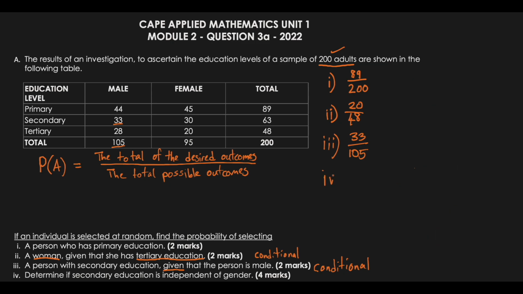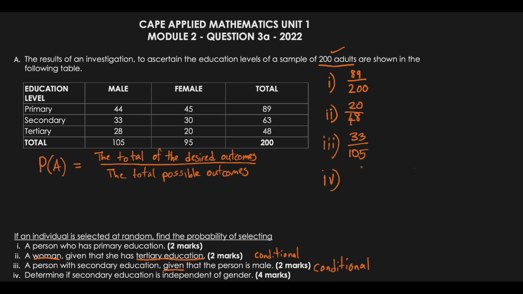So the last part of this question says determine if secondary education is independent of gender. So we have two genders here to consider. We have male and female. So we're not going to look at it from the totality perspective of just gender in general, because if you try to do that, it's everyone that we're looking at. So there's nothing to compare. So we have to split it and have males compared with secondary and then females compared with secondary.